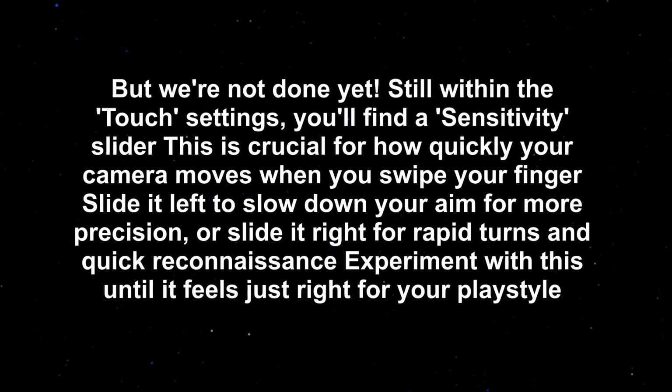But we're not done yet. Still within the touch settings, you'll find a sensitivity slider. This is crucial for how quickly your camera moves. When you swipe your finger, slide it left to slow down your aim for more precision, or slide it right for rapid turns and quick reconnaissance. Experiment with this until it feels just right for your playstyle.